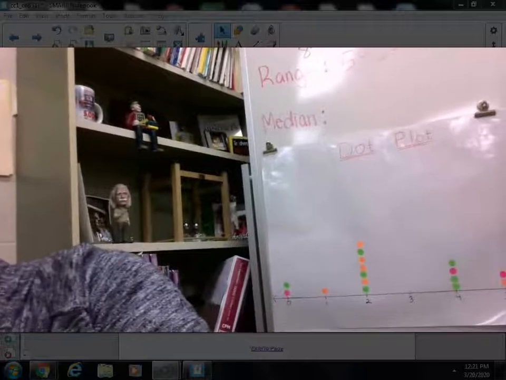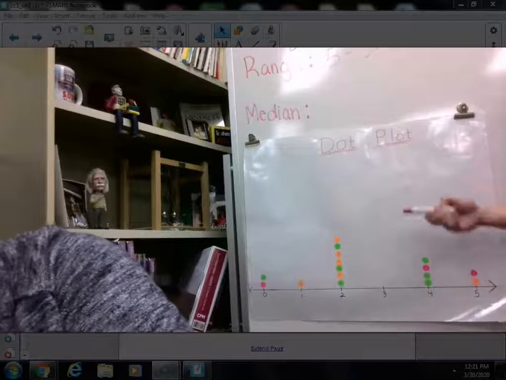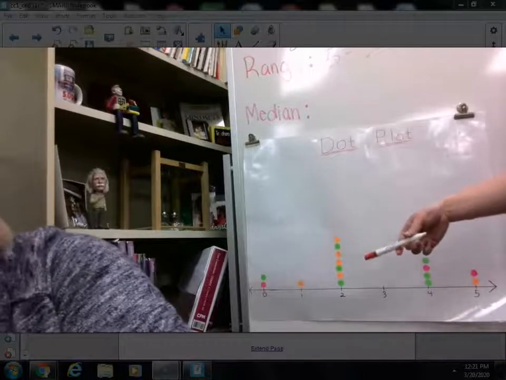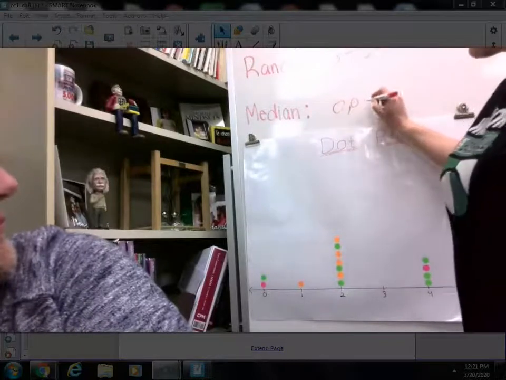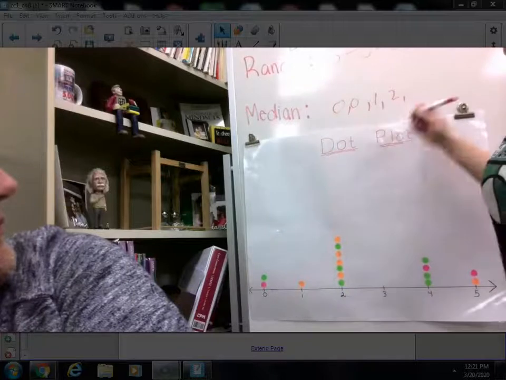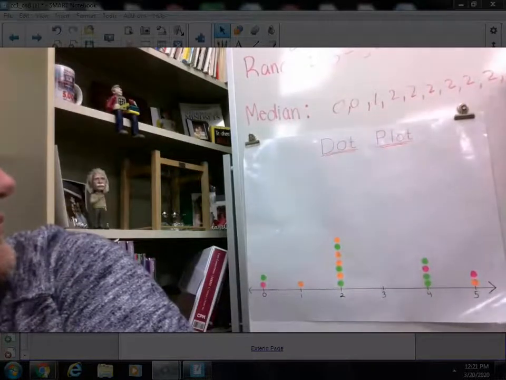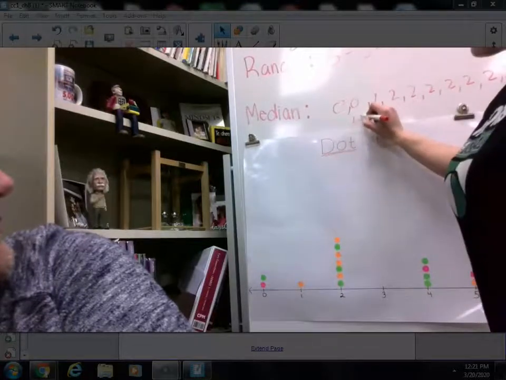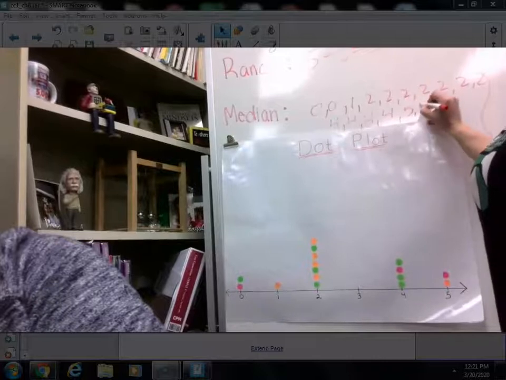Now for your median, you're going to take the data within the dot plot and put it in order from least to greatest. So we have 0, 0, 1, 2, 2, 2, 2, 2, 2, 2, 4, 4, 4, 4, and 5, and 5.